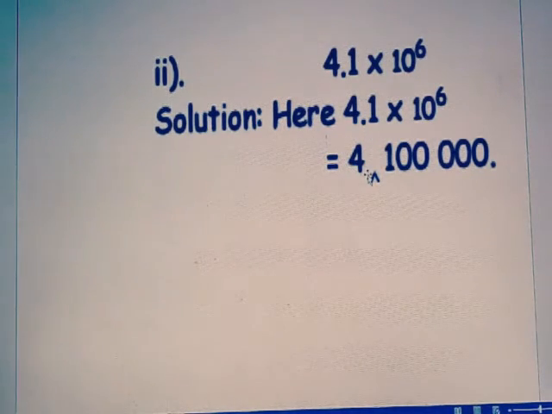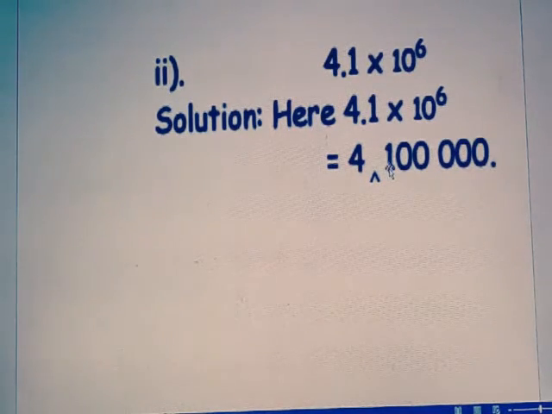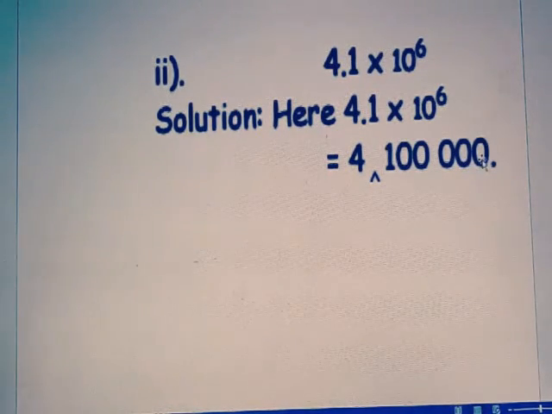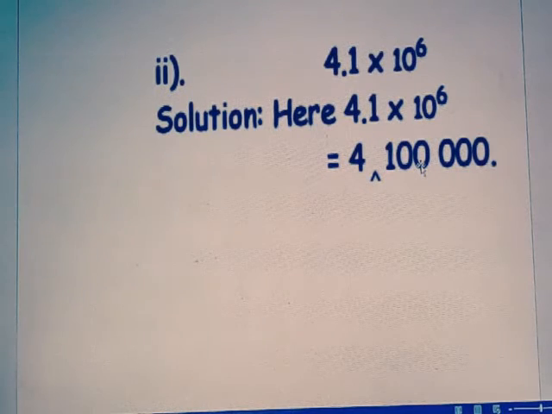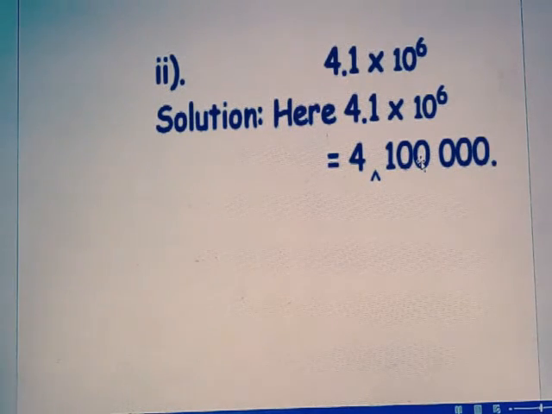So 4 is the reference position. From here we move the decimal point 6 places to the right: 1, 2, 3, 4, 5 and 6, and then we put the point. So that is the standard form. Remember that while moving the decimal point, extra zeros can be placed if necessary. So here we place extra zeros because we need to write this number in standard form.